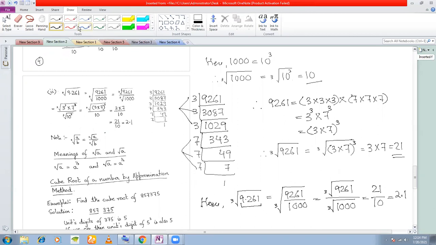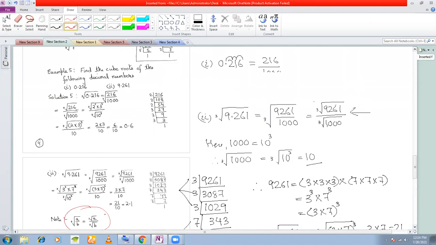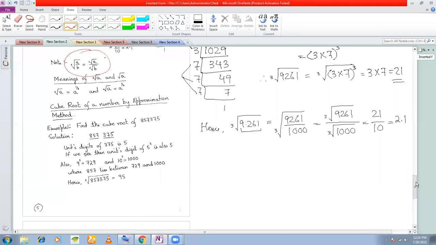Yes, sir. So please note this also, I have written it here. I've used it here from this step to this step. That is, cube root of any fraction A by B is equal to cube root of A divided by cube root of B. That is, you can distribute the cube root over the numerator and the denominator, just like your square roots. That is what you must know.